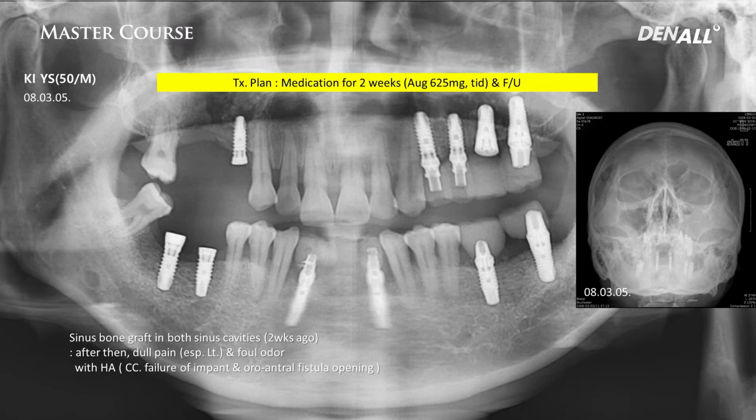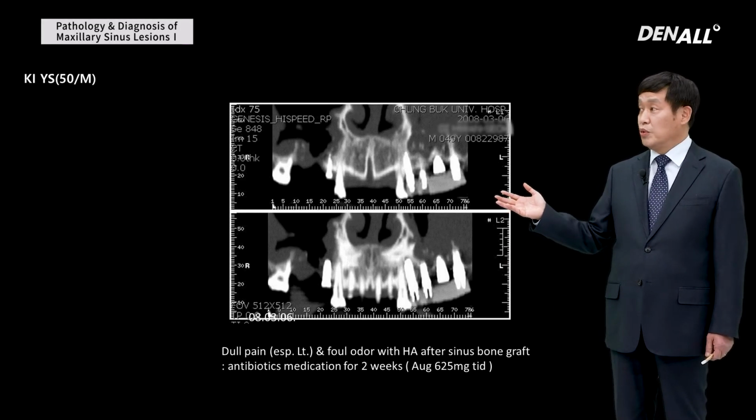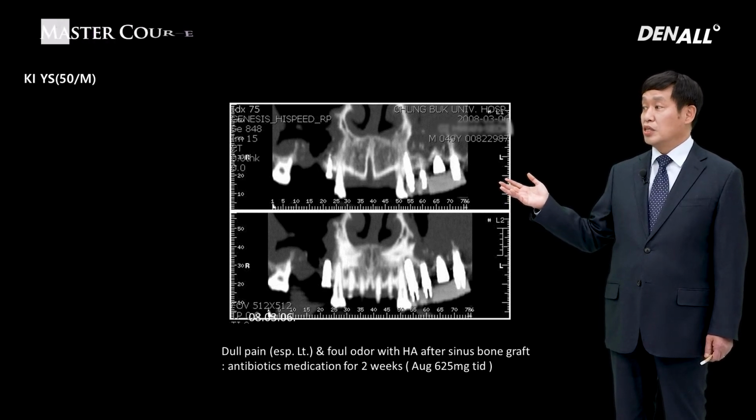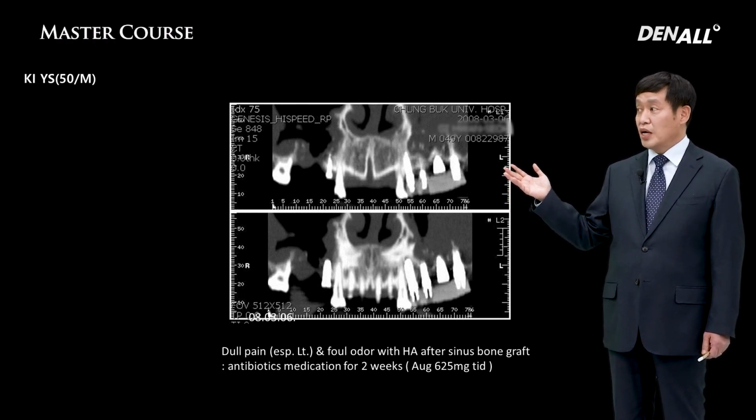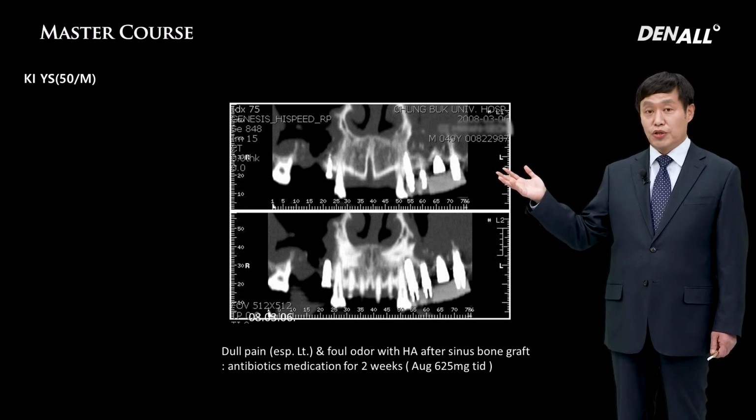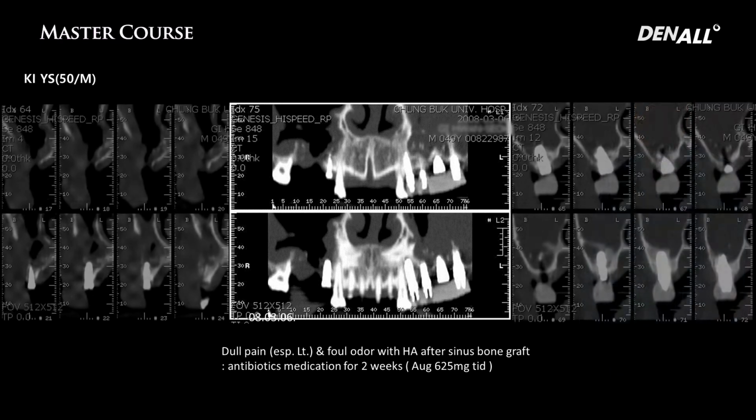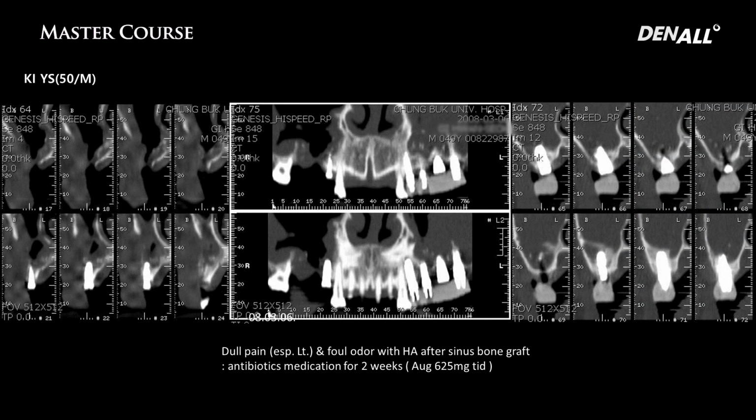Augmentin was prescribed. Augmentin has a beta-lactamase inhibitor, clavulanic acid, as well as amoxicillin. Antibiotics were prescribed, and a 2-week follow-up was done. As you can see, this is the CT at the initial visit. Within the sinus, there's haziness and graft material is scattered. The chief complaint was the right side. Although there was an oroantral fistula, the sinus looks cleaner now, whereas on the left side it looks fully blocked.